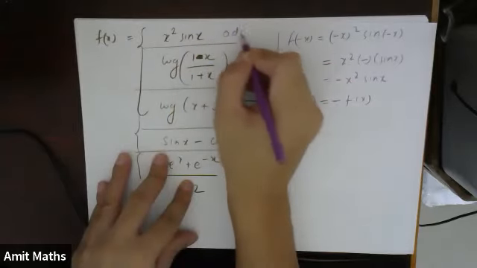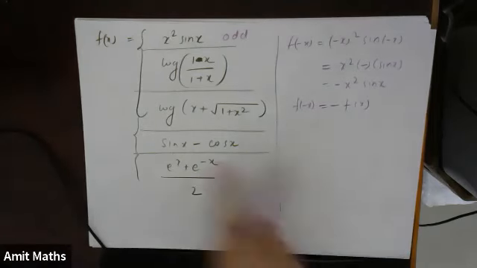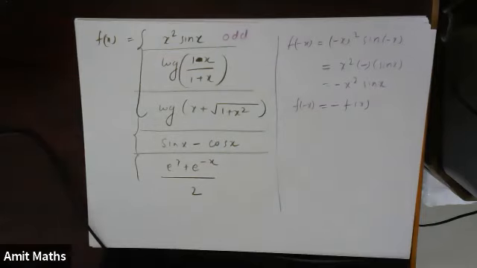So this is odd. First one you must have done correct. That first one is an odd function. Let's look at the second function. What is the second function? Let's see.